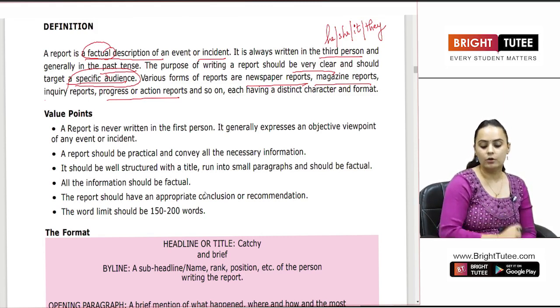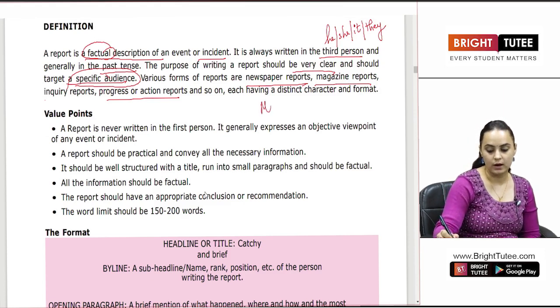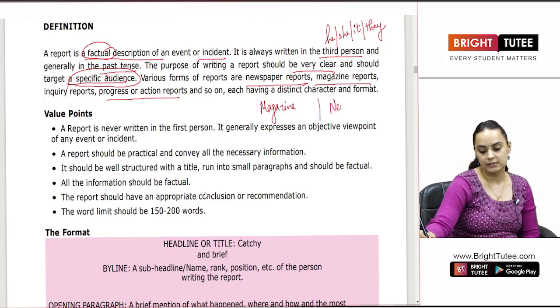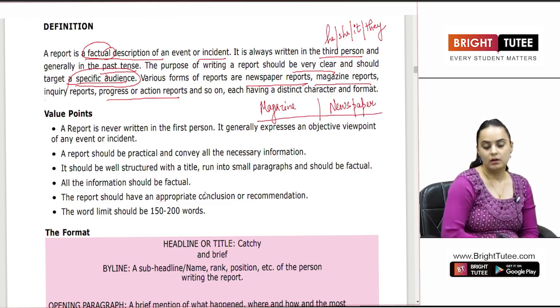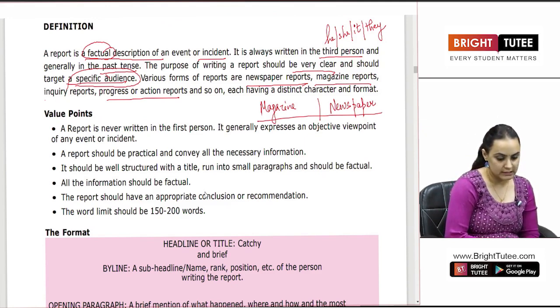Now, we are going to talk about only two types of reports. One is a magazine report and the other one is a newspaper report. So, we shall only study about these two reports in detail.